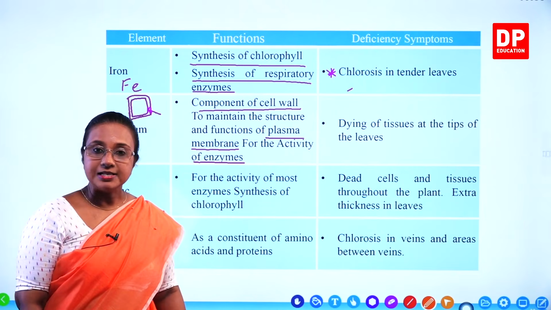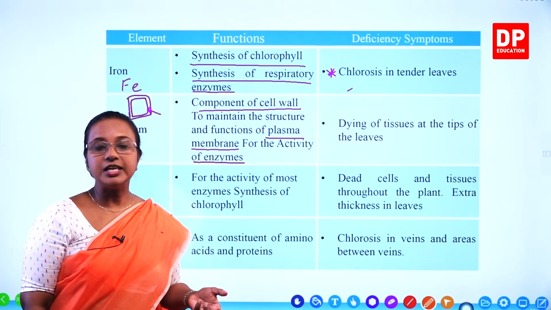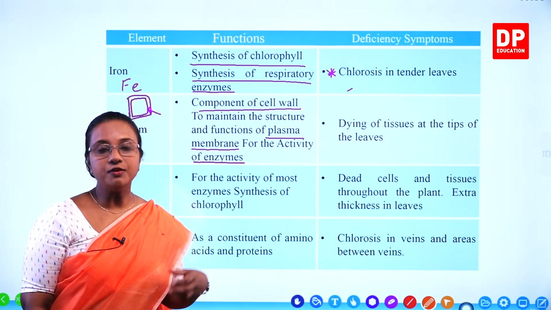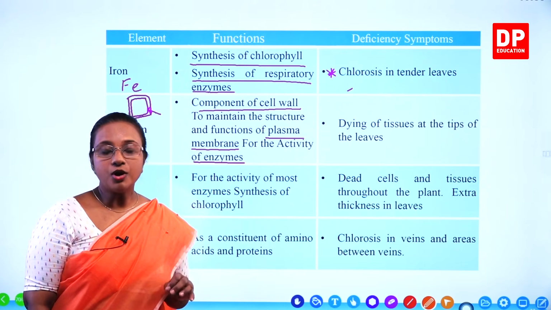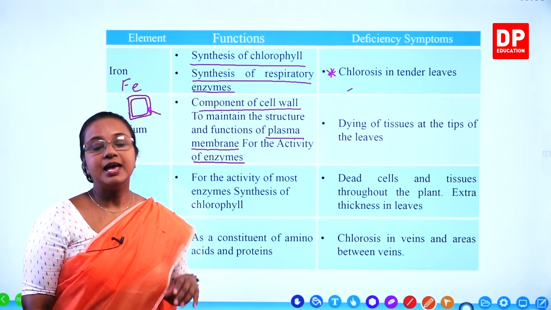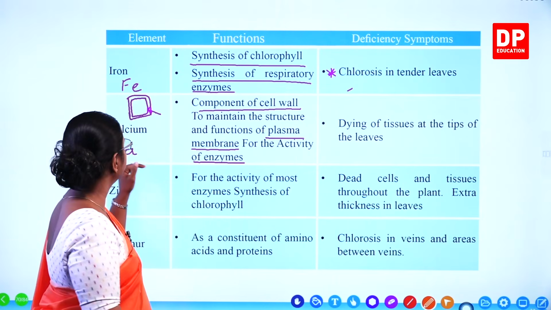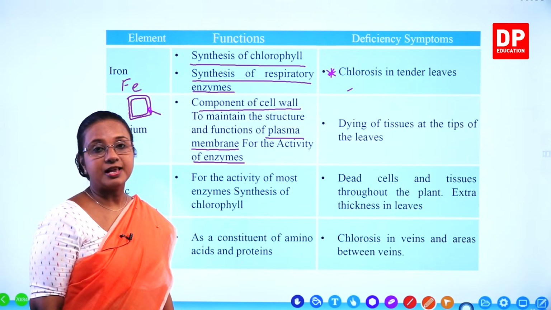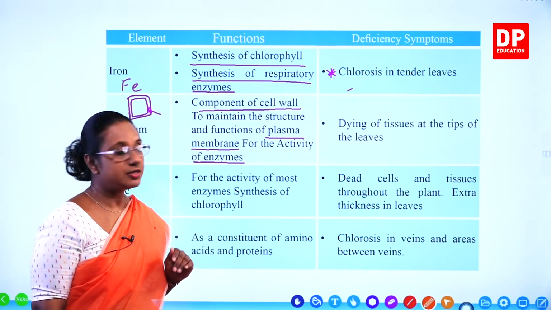The next one, for the activity of enzymes. So the calcium ion is also needed for the activity of enzymes. You already know what enzymes are. They are biological catalysts, and for the activity we need to have enough calcium in the plant body.